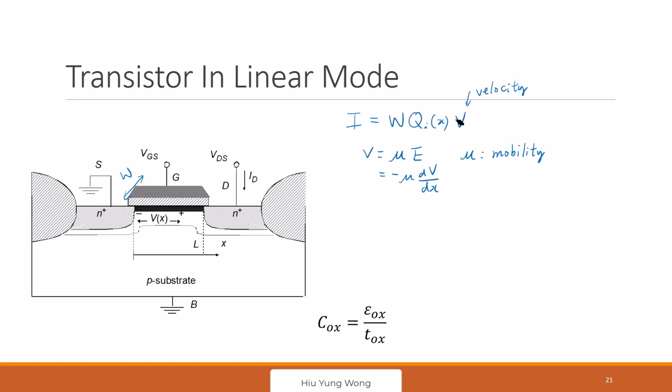Now this becomes very confusing. Let me write it better, okay? And this one, let me write it really capital. This one is the potential. You know that the electric field is just dV/dx. And how about Qi? What is the charge that is induced under the gate?